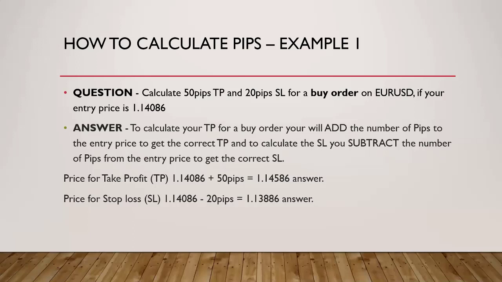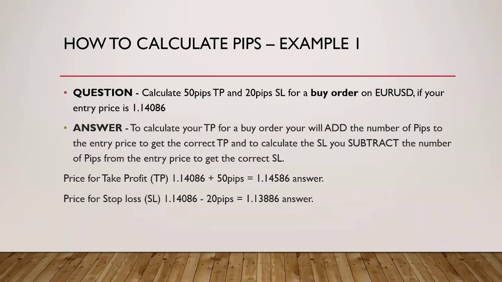So that is a 50 pip movement. Let's break it down. From 1.1408 to 1.1409 is 1 pip. From 1.1408 to 1.1410 is 2 pips. From 1.1408 to 1.1411 is 3 pips. So all you are doing is adding the value of how many pips you want to add to the current price you entered at.